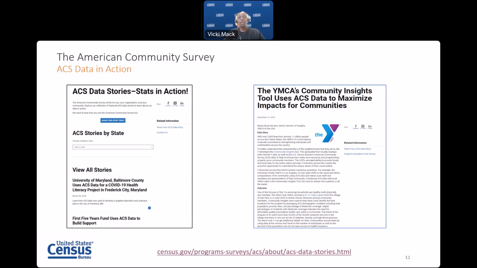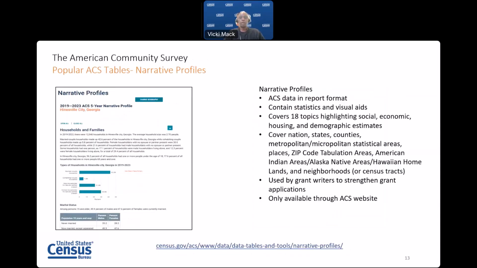You want to learn more? Visit the link on the screen to explore this and other inspiring stories of how ACS data are being used to make a difference. Now, when preparing a grant proposal, our narrative profiles are an excellent starting point for community data. The narrative profiles present ACS data in a user-friendly format, including visuals and summaries across 18 topics covering social, economic, housing, and demographic estimates.